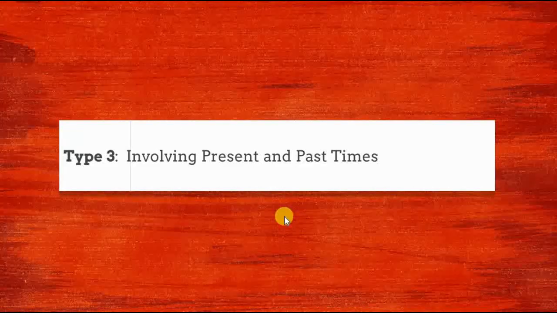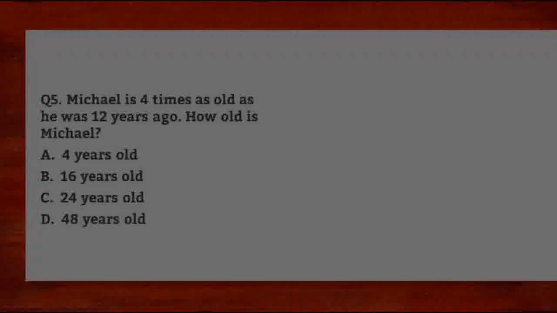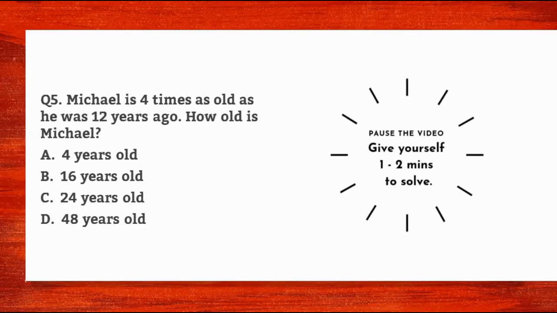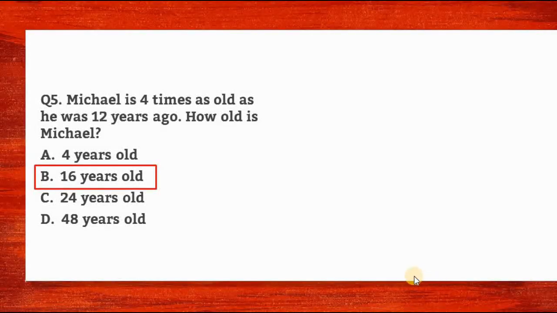Now, let us look at age problems that involve the present and the past times. So let's take a look at question number 5. Michael is 4 times as old as he was 12 years ago. How old is Michael? A. 4 years old, B. 16 years old, C. 24 years old, and letter D. 48 years old. The correct answer is letter B, 16 years old.